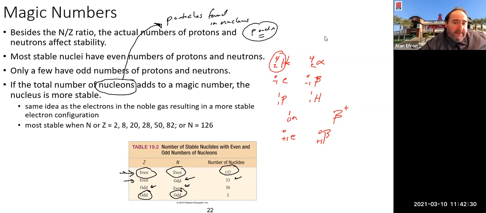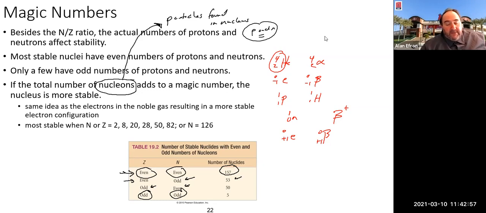We finished up talking about some other ways to look at stability. In addition to the N to Z ratio, the other major thing that people look at is whether the numbers of neutrons and protons are even or odd. And as you can see on that table that we discussed, if you have an even number of protons and an even number of neutrons, that's your best situation in terms of stability, it turns out.